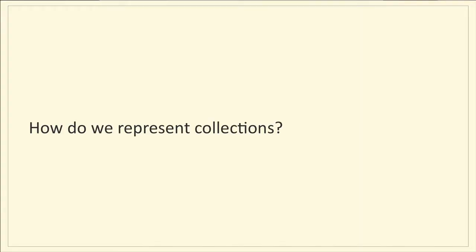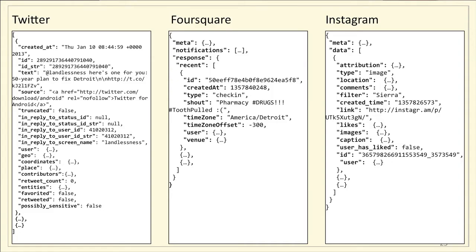Now, how do we represent collections of resources? This is the case where we have more than one. So we're going to take a look at this again. What you'll see here is Twitter, Foursquare, and Instagram, they all do pretty much the same thing, which is throwing the object into an array of multiple objects. And with one minor exception, this is an important point, Twitter, Foursquare, and Instagram all include the same exact information in the collection that they do in the single.